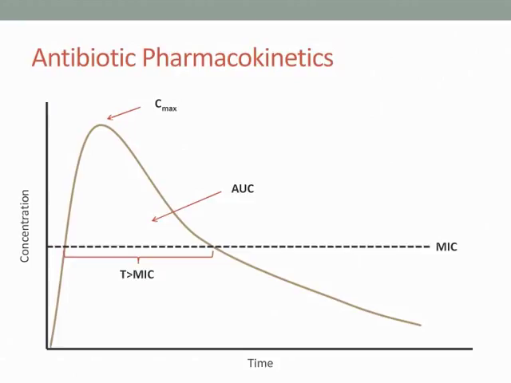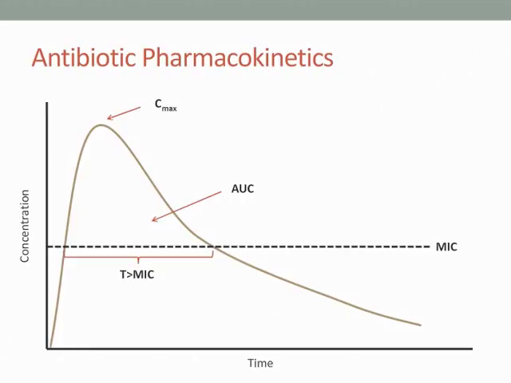Now let's review what the terms on this picture mean. AUC is the area under the curve. For vancomycin, we will want to know what the 24-hour AUC is. The MIC, or minimum inhibitory concentration, is the minimum concentration of an antibiotic that will inhibit visible growth of the organism over an overnight incubation period.